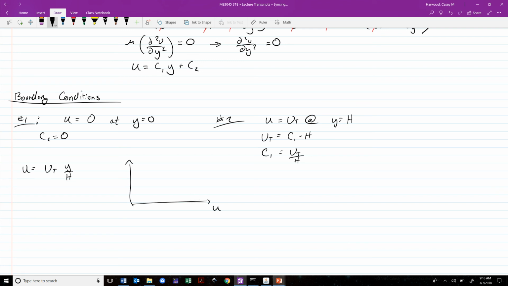which tells us that the velocity goes from 0 at the bottom plate linearly up to the velocity of the top plate. So it satisfies the no-slip condition down here, satisfies the no-slip condition up here, and goes linearly across that. So velocity distribution, linear. Okay, we've solved the Navier-Stokes equation for Couette flow. This is, as I said, a classic solution.